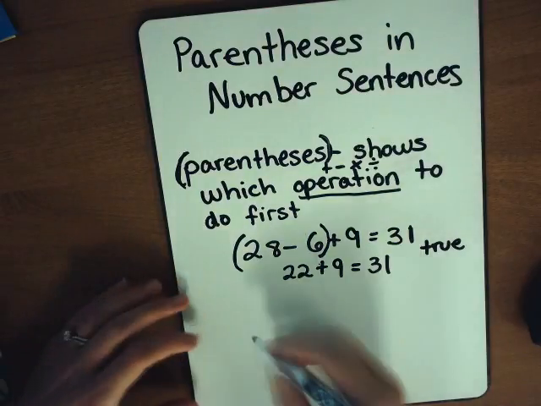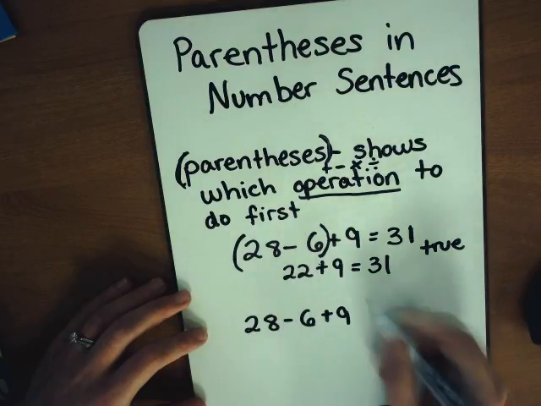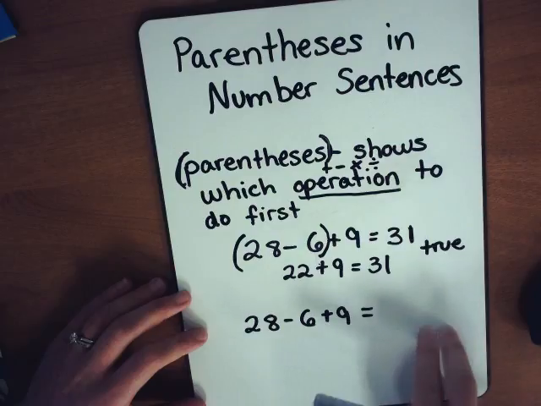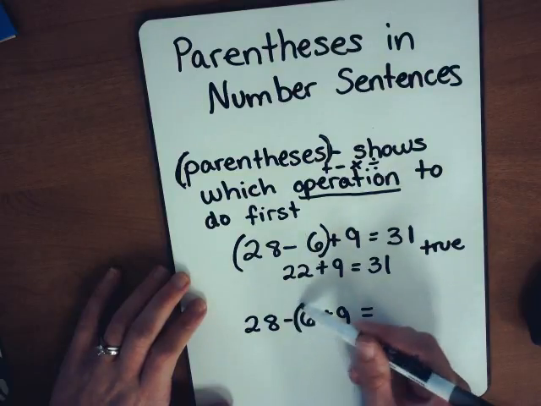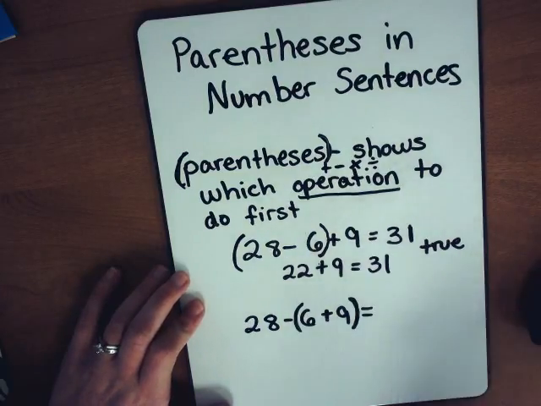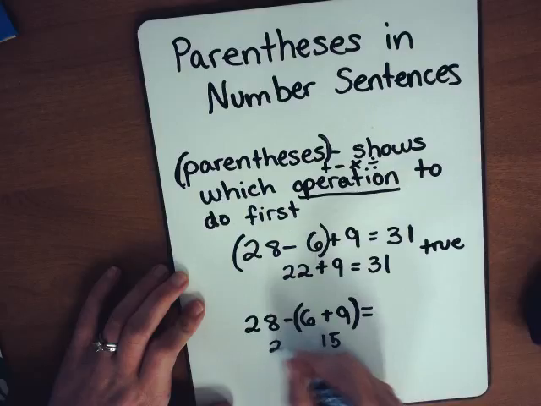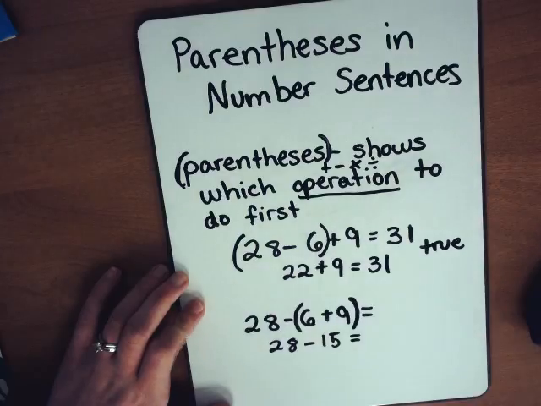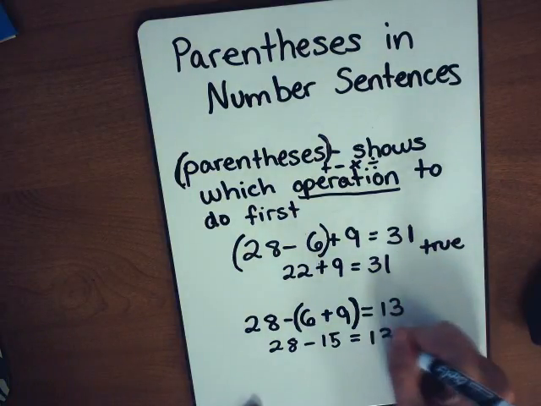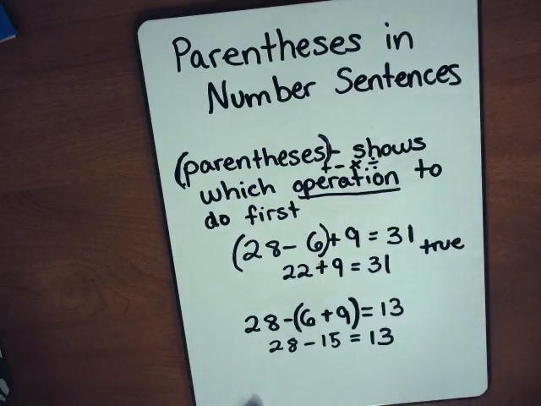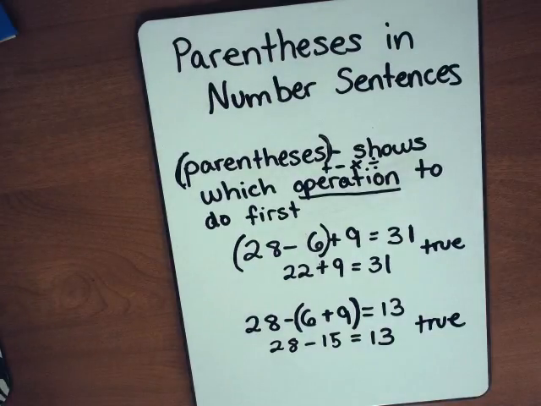If I take the same number sentence but change my parentheses, I'll have a different solution or different response right there. 28 minus 6 plus 9 this time. So this time I'm going to do my operation 6 plus 9 together first. So I've got 6 plus 9, which I know is 15. So if I do 28 minus 15, what is my answer then, friends? 13, that's right. So when I change the parentheses, I change the order of my operations, right? Now my number sentence is true.